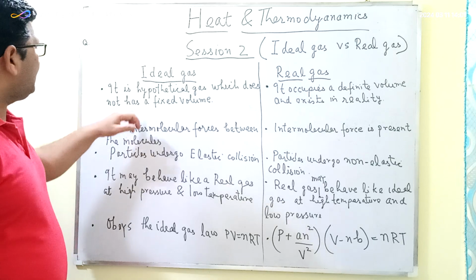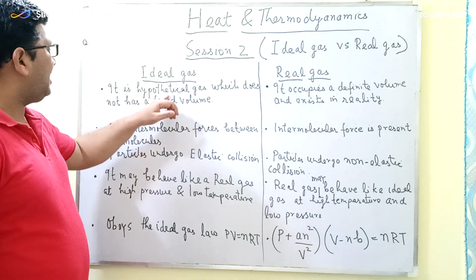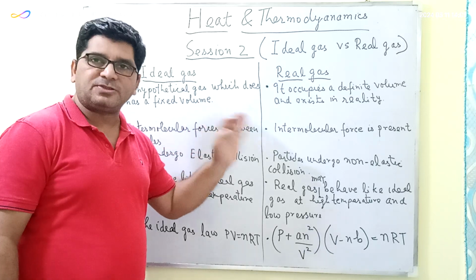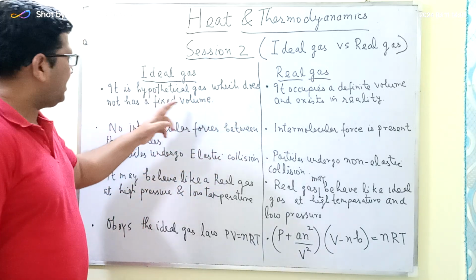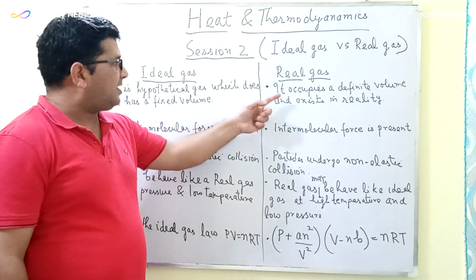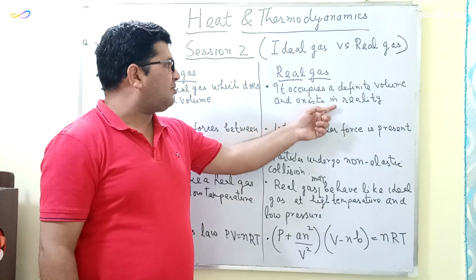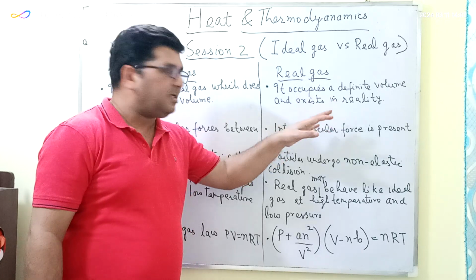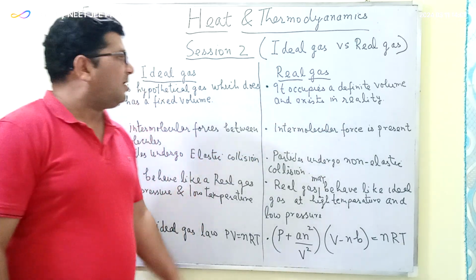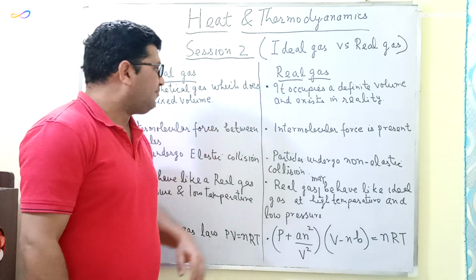The first point here is, what is an ideal gas? It is a hypothetical gas. Hypothetical gas means that this gas does not exist in nature. So it is a hypothetical gas which does not have a fixed volume, whereas a real gas is a gas which has a definite volume and it exists in reality. That is, the gases which we see around us are the real gases.